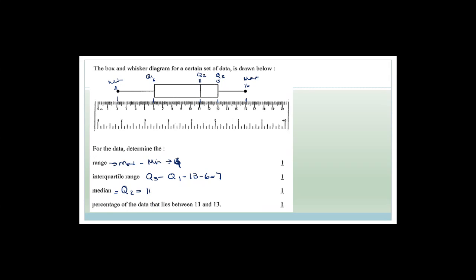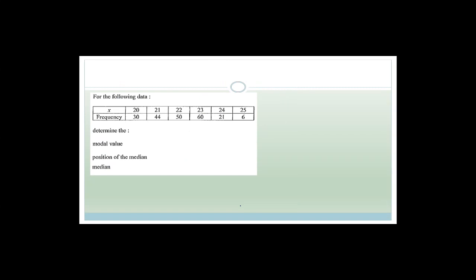Now it says, determine the percentage of data that lies between 11 and 13. Okay, well, that's pretty easy. That's going to be 25%, because of the fact that this is how the interquartile ranges work. Q1 is at 25%. Q2 is at 50%. Q3 is at 75%, and obviously the maximum is the total. So therefore, the difference between 11 and 13 is going to be the upper quartile, which is going to be 25%. Nice question.